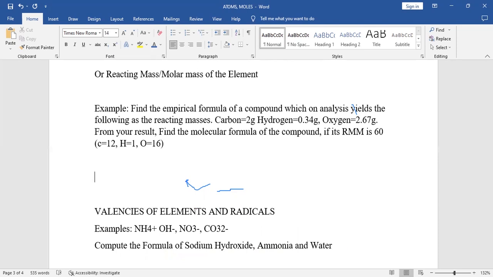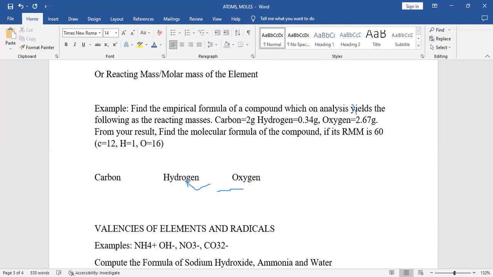So in calculating the empirical formula, which is what we are on now, is just to divide the reacting mass over the atomic mass. So let's write carbon here. There are 3 elements here: carbon, hydrogen, and oxygen, right? Good. So the reacting mass of carbon here is 2, as you can see here, 2 all over the atomic mass, which is 12. So 2 all over 12.